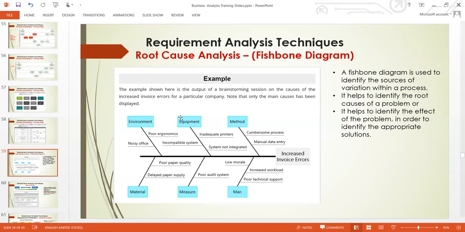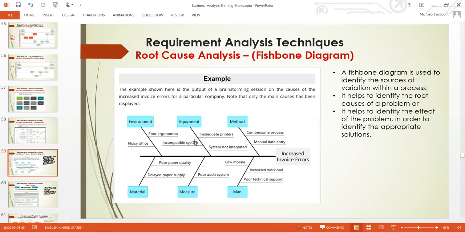Then let's look at the problem from the equipment point of view. Now, looking at the equipment they are using, you find out they have inadequate printers. They don't have enough printers. And system, they are having a system integration problem. They find out that their systems are not properly integrated. So if their systems are not integrated, how do they communicate their data from one department to another? It's not working. So you see the problem they're having here.